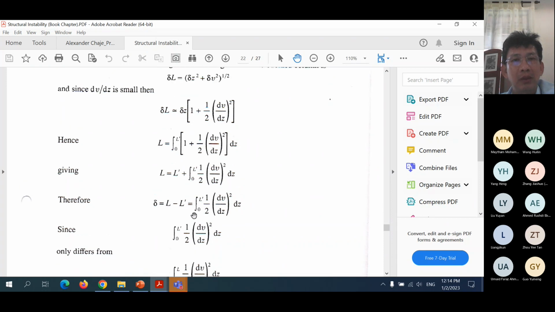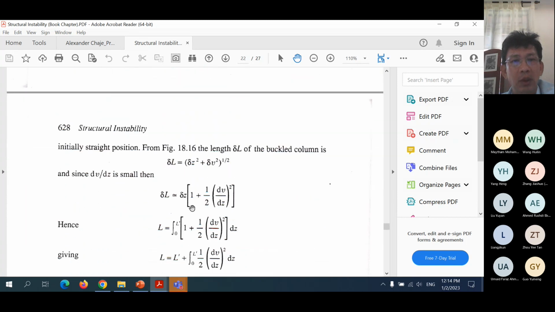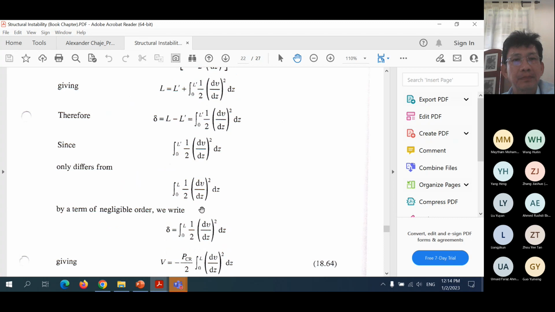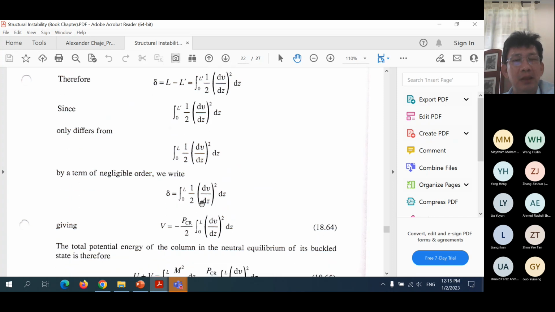Now, let me go back to this diagram here. We are looking at a very slightly bent configuration. So L and L prime are approximately equal. They are actually not the same, but because they are slightly bent configurations, L and L prime can be considered approximately equal. So from here, we represent this approximately as this. L prime is replaced with L here. So finally, we get delta is this.